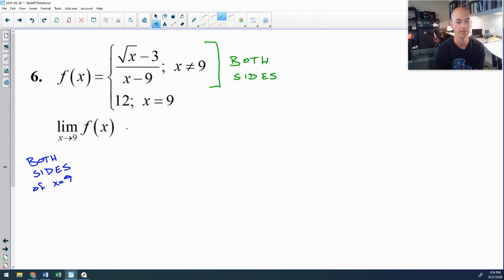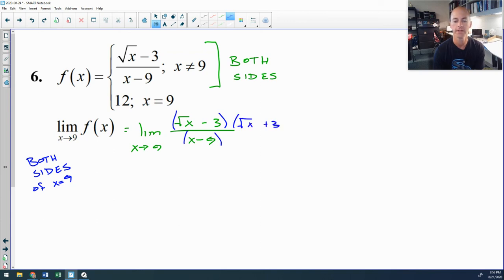So the limit as x approaches 9 is going to be the same thing as the limit as x approaches 9 of the root of x minus 3, all over x minus 9. If you substitute, you would get 0 divided by 0. So I'm going to have to do some algebra here to cancel something, and I see a radical expression, so I am leaning towards conjugates.